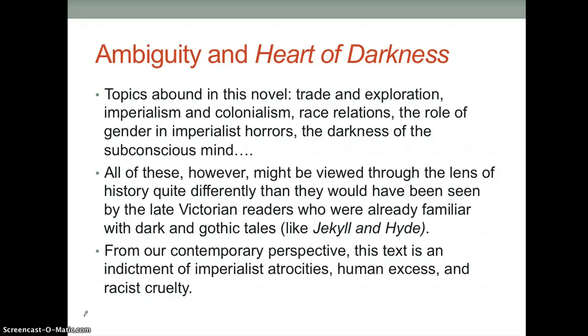So they were probably seen quite differently by Victorian readers who were very familiar with Gothic tales like Jekyll and Hyde, which you've just read. And certainly by contemporary readers, they are seen much more as an indictment of imperialist atrocities than they would have been seen by Victorians, who were steeped in imperialism. And if they were ambivalent about it, it was just a sort of vague ambivalence for the majority of people. That sort of horror at imperialism and its excesses came with a modernist era. In the Victorian era, it was just a nascent feeling.